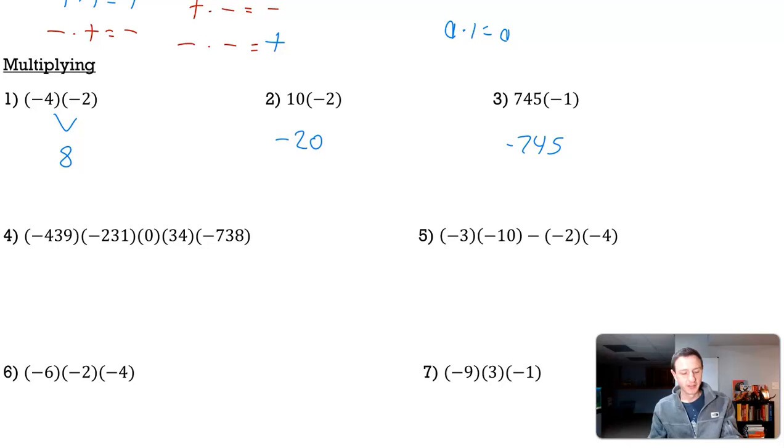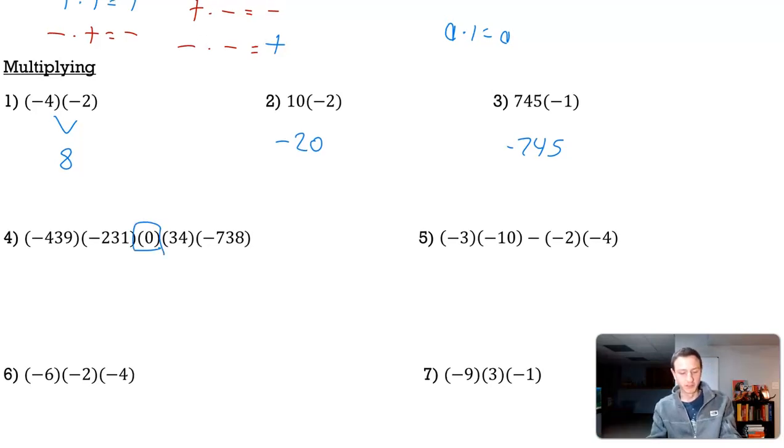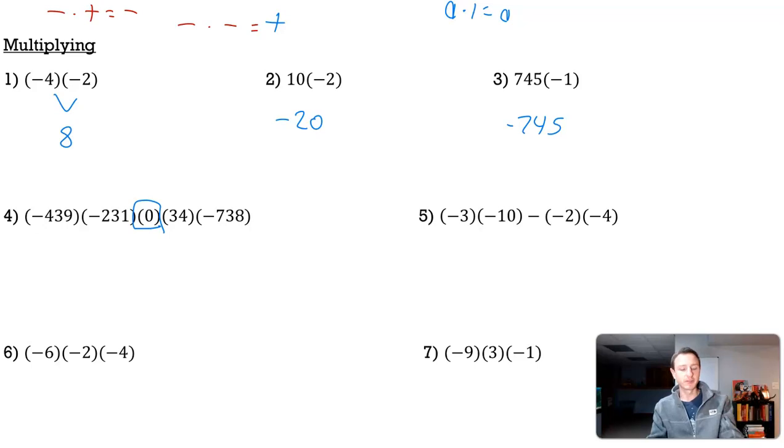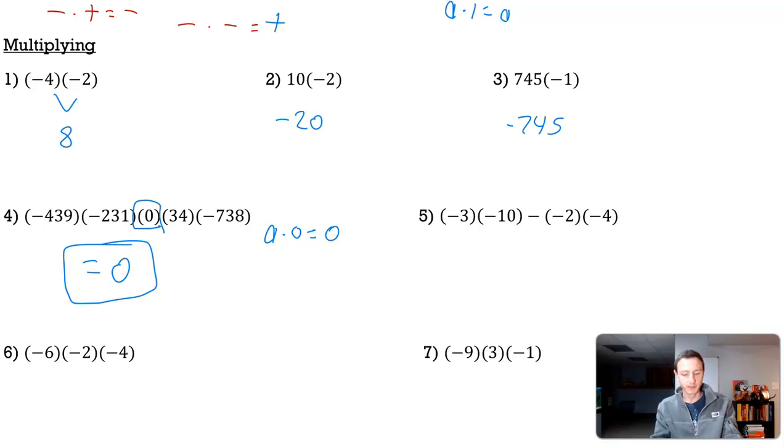And then number 4, a whole lot of numbers. Negative 439 times negative 231 times 0 times 34 times negative 300, 738. A lot of numbers being multiplied, but look, 0 is present. Any number times 0 is going to be 0. So even if we have a hundred million numbers being multiplied together, if one of those numbers is 0, the entire product is 0. So a times 0 is 0.